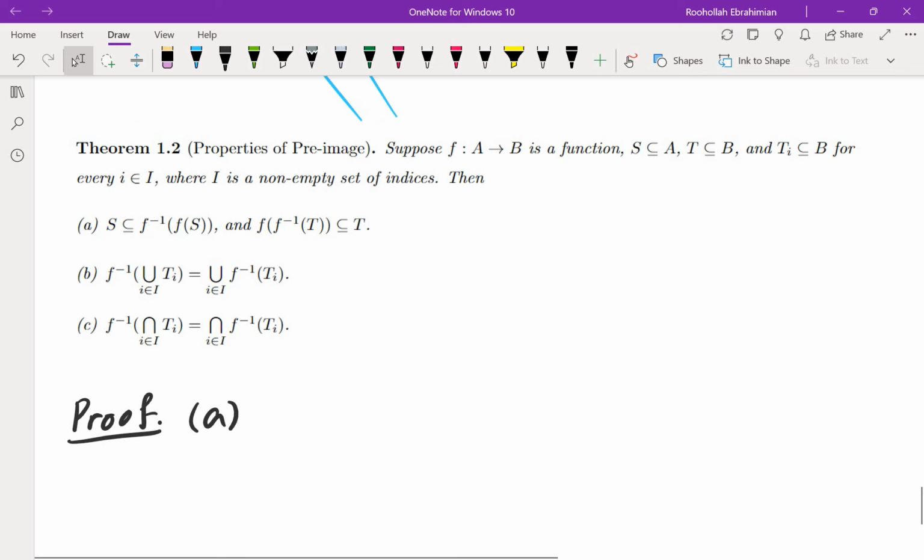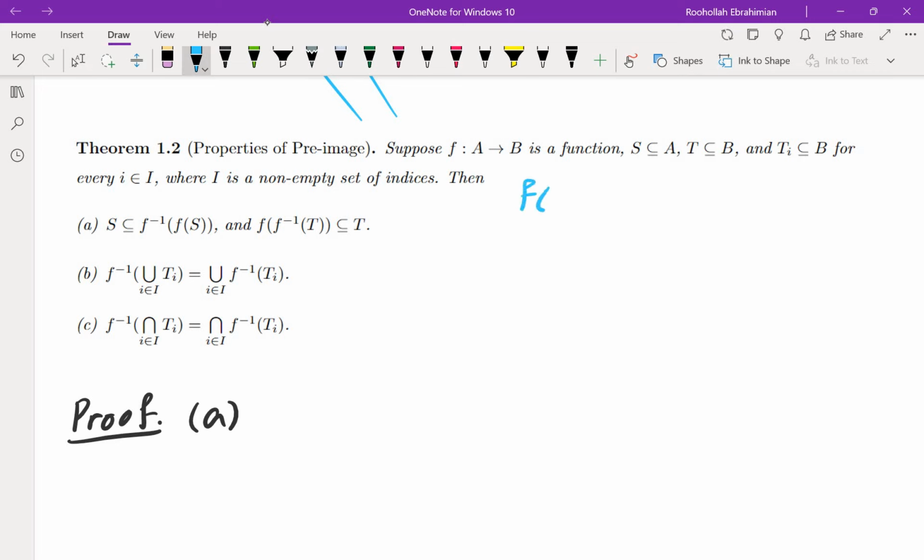Okay, properties of preimage. Suppose f from A to B is a function, S is a subset of A, T is a subset of B, and Ti's are subsets of B for every i in I, where I is a non-empty set of indices. Then S is inside f inverse of f of S.